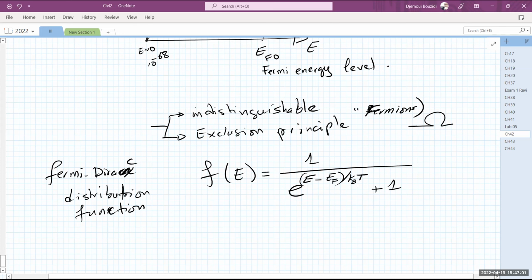And the reason why I don't have 0 in here is because this is not at T equal to 0, but this is at any temperature T. And this is the distribution of the energy of these particles as a function of their energies, basically. Okay, so this is how this function looks like.